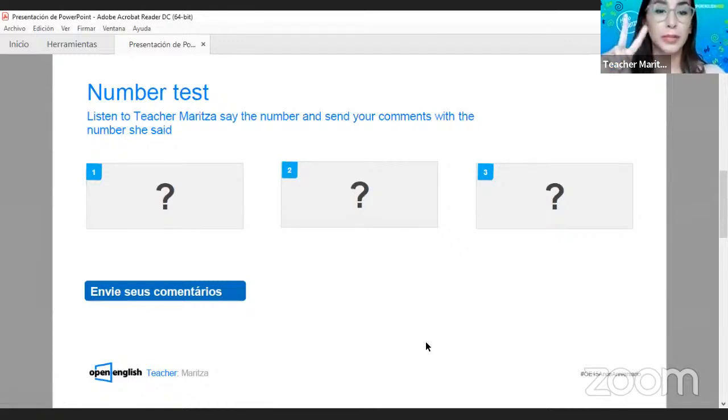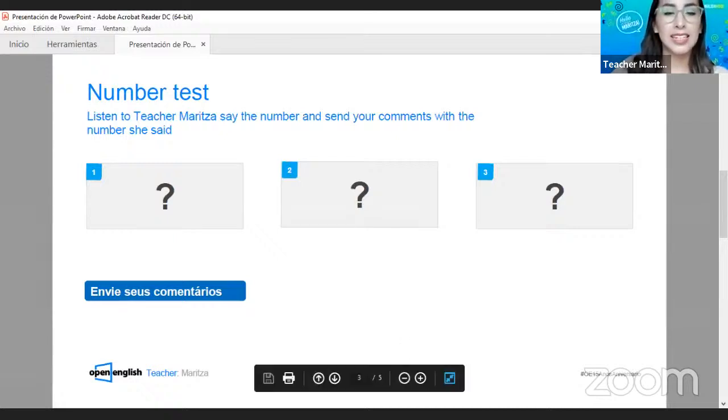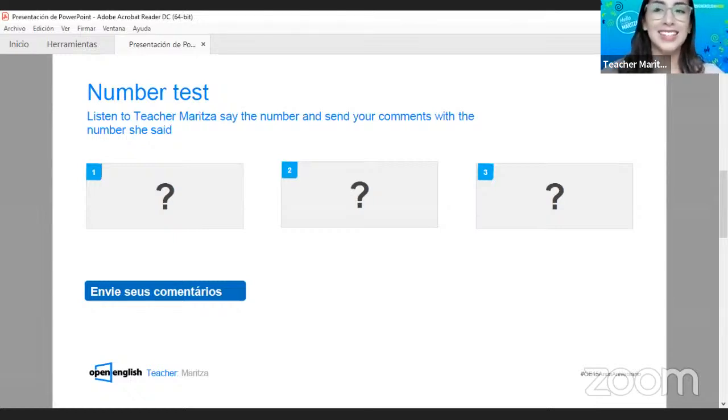84. Number two, what number do you hear? 21. All right, number two, 21. So what was our first number and our second number? We have 84, 21, and our third number, 13. What number do you guys hear?